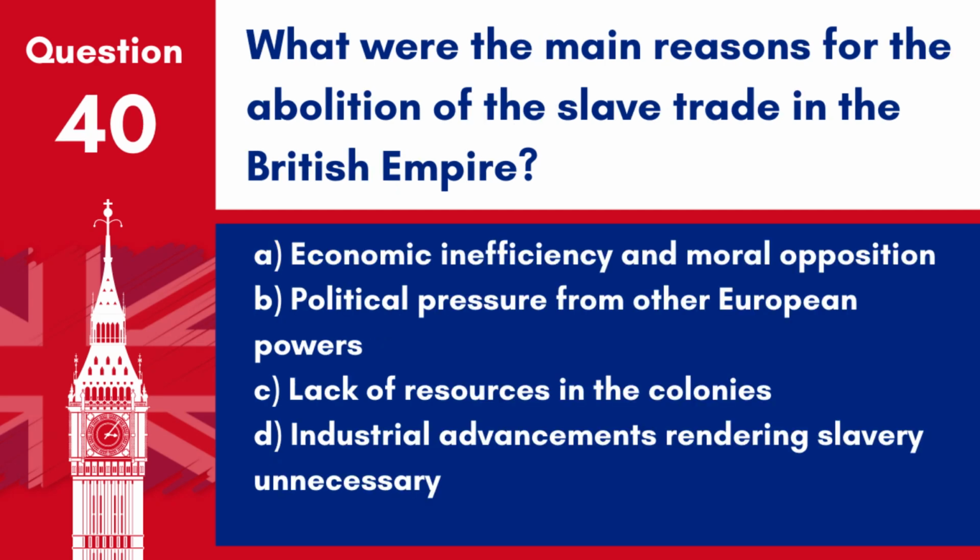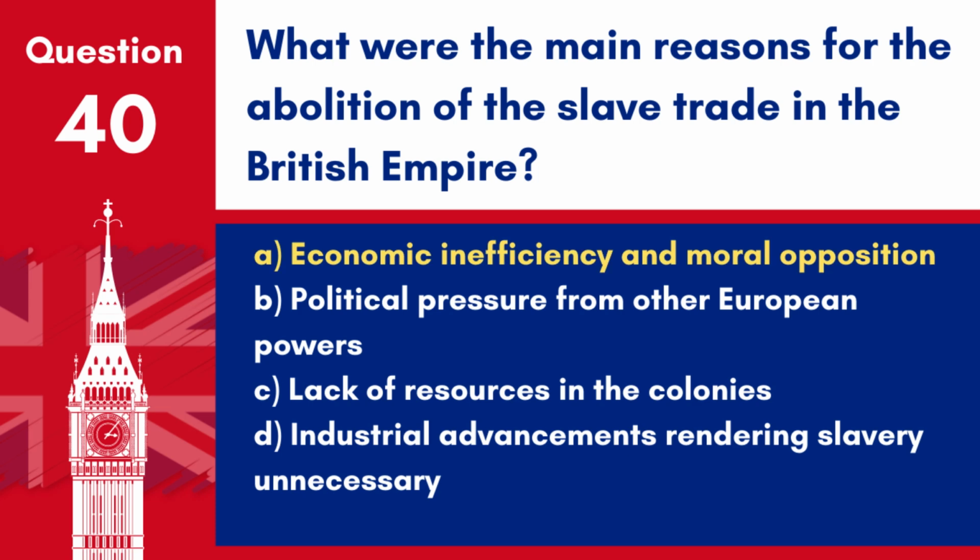Question 40. What were the main reasons for the abolition of the slave trade in the British Empire? A. Economic inefficiency and moral opposition. B. Political pressure from other European powers. C. Lack of resources in the colonies. D. Industrial advancements rendering slavery unnecessary.